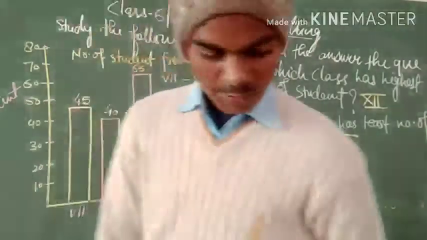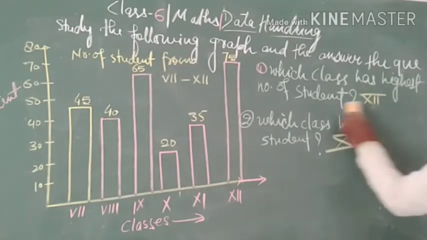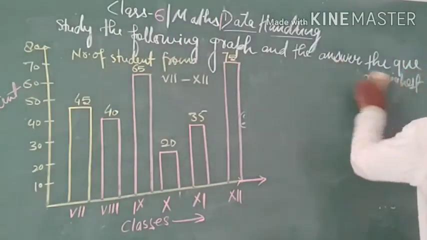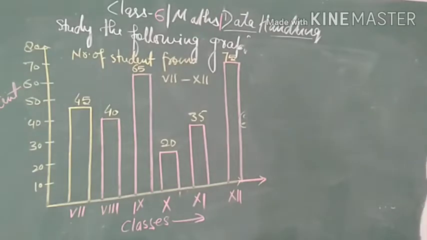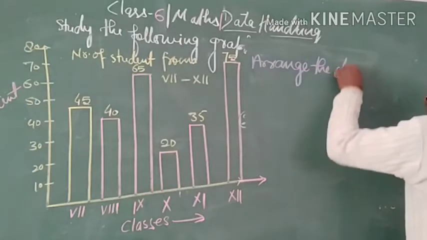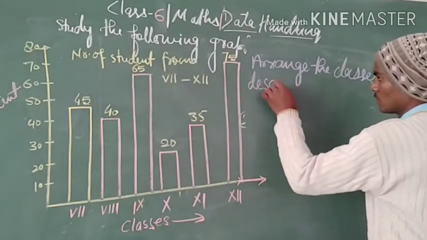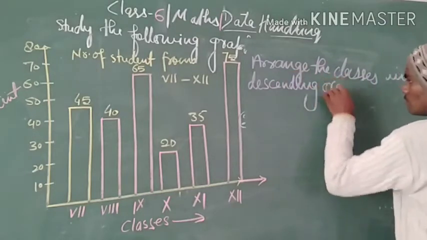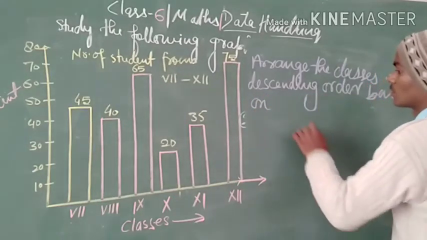Now the next question is: arrange the classes in descending order based on class strength.